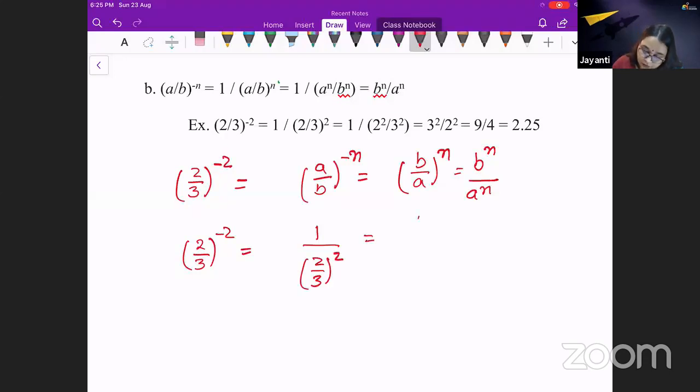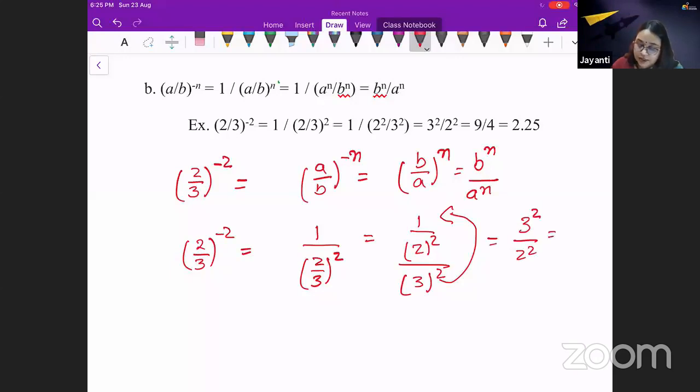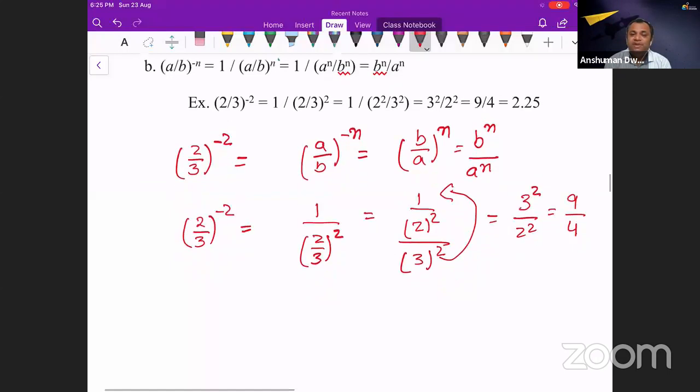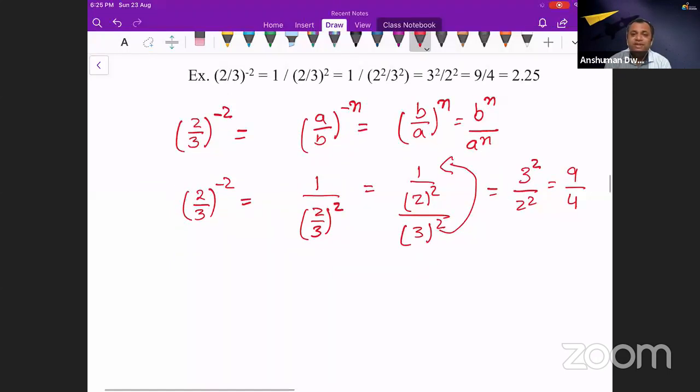Now what do we do? 1 by 2^2 by 3^2. So the denominator of the denominator goes to the numerator. So it is 3 square by 2 square. So it is 9 by 4. I hope you understood that, children. Can you please raise your hands if you understood it?